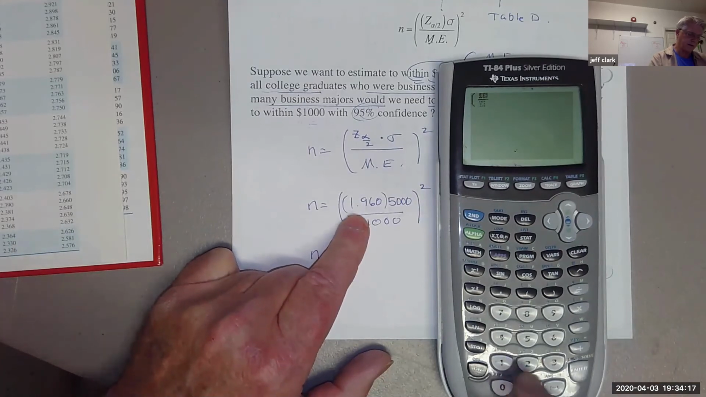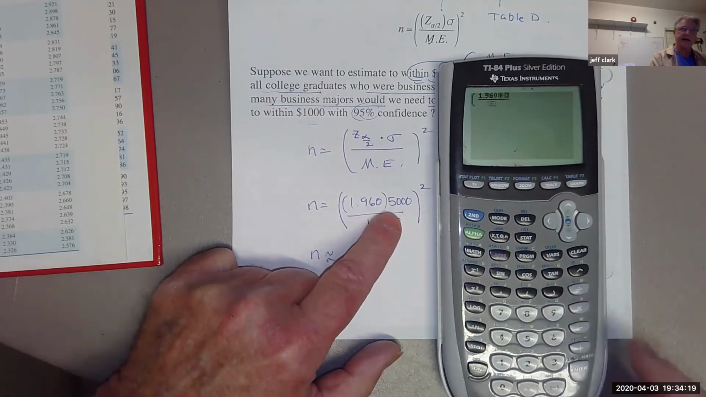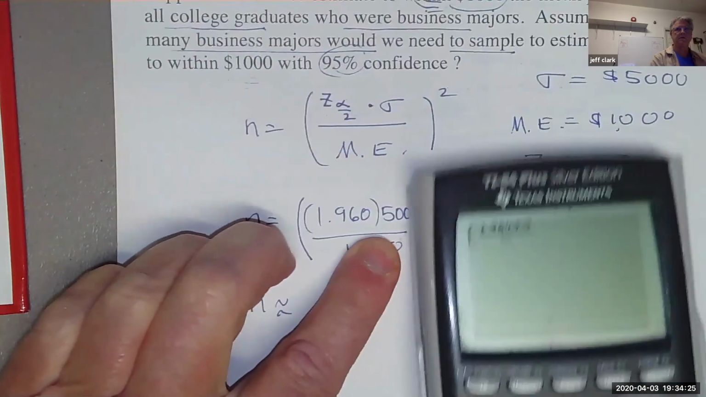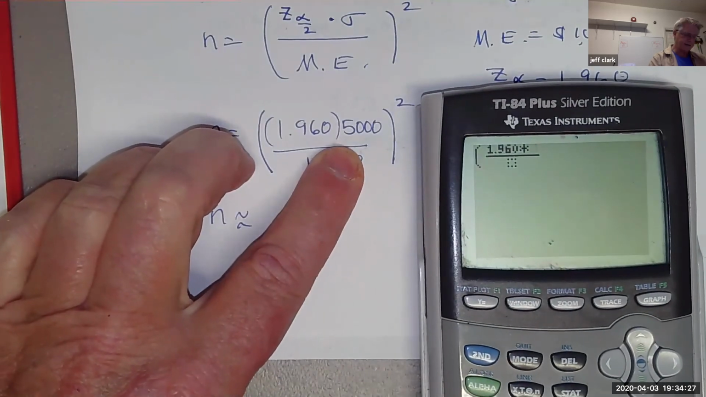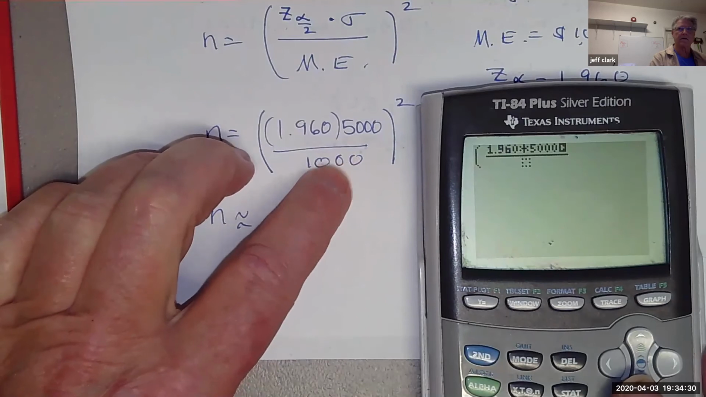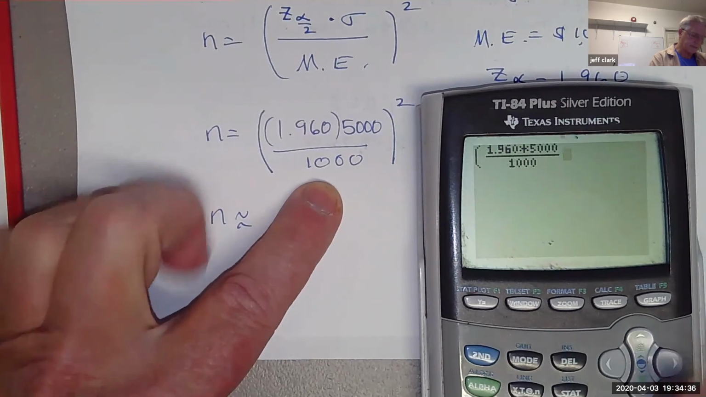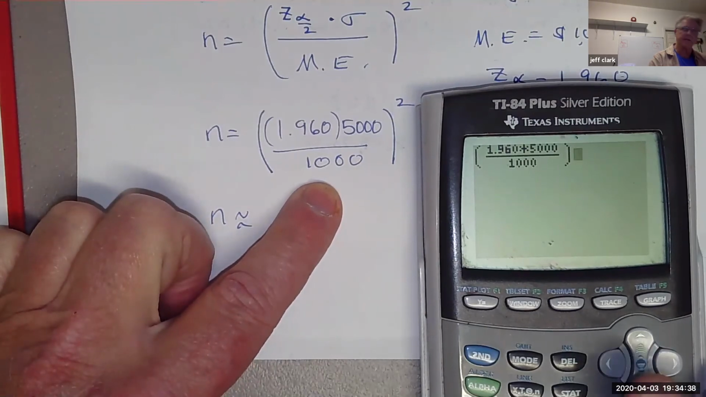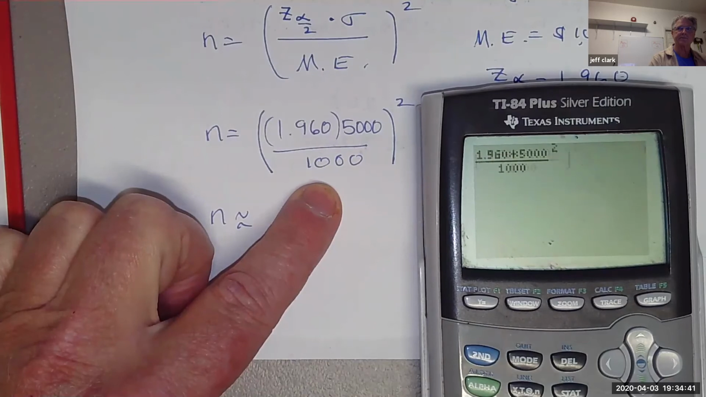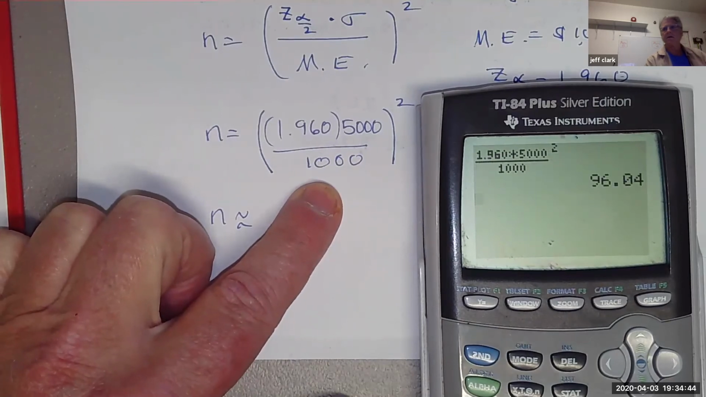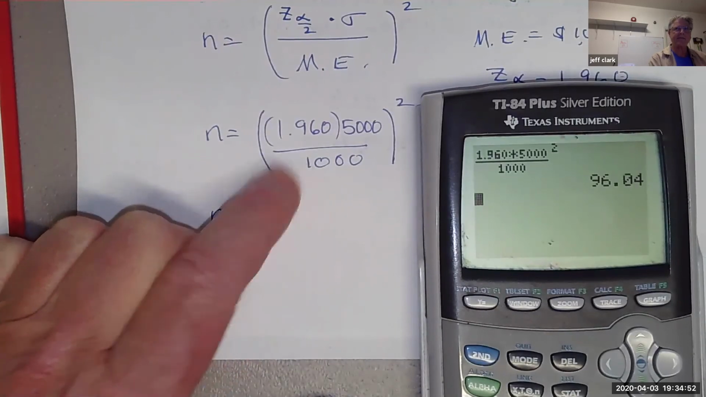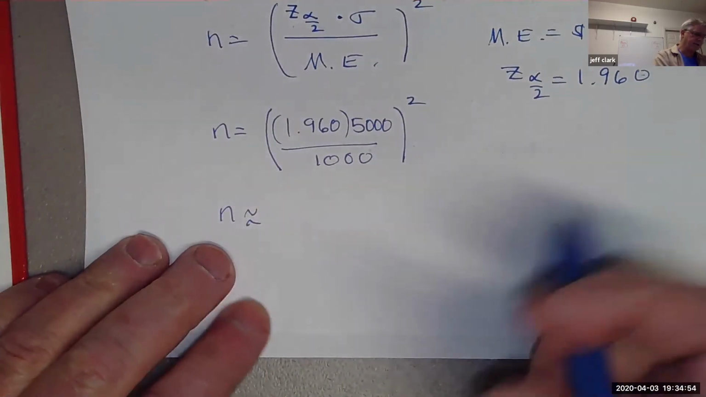And now I'm going to go 1.960, and I'll put times. That's this right here so you can see what I'm doing. And so I'm putting times 5,000, go down here to 1,000, scoot over, looks like I'll put another parenthesis, and then hit the square button and keep my fingers crossed. So what this is saying is I need to sample 96 people. We always round up, so 97 people. So 97 people, always round up.